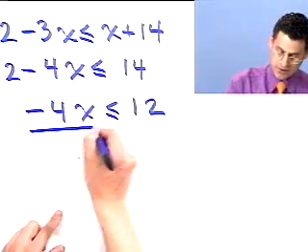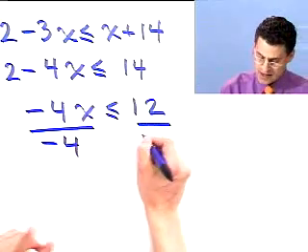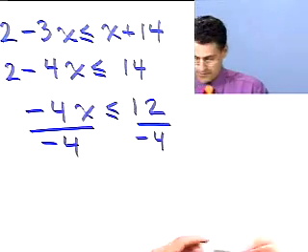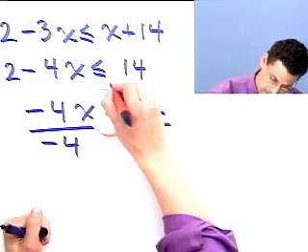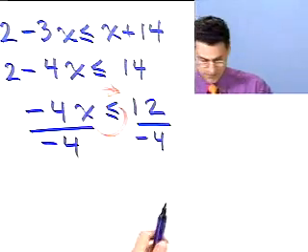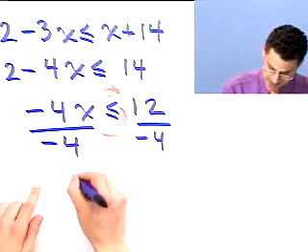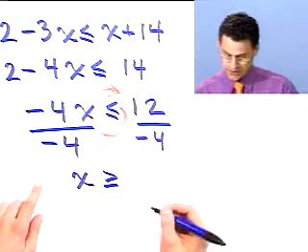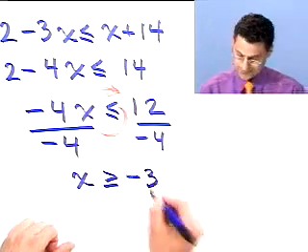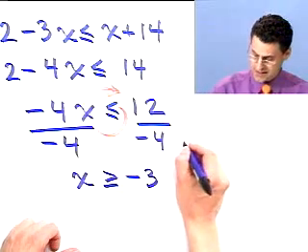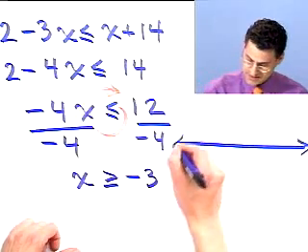But now I want to divide both sides by minus 4. Aha! I'm dividing by a negative. That means this sign flips over. And so what I see is they cancel here, and I'm going to see that x is now greater than or equal to, and this looks like negative 3. So what would that answer look like graphically? It's always good to sometimes think of them graphically.